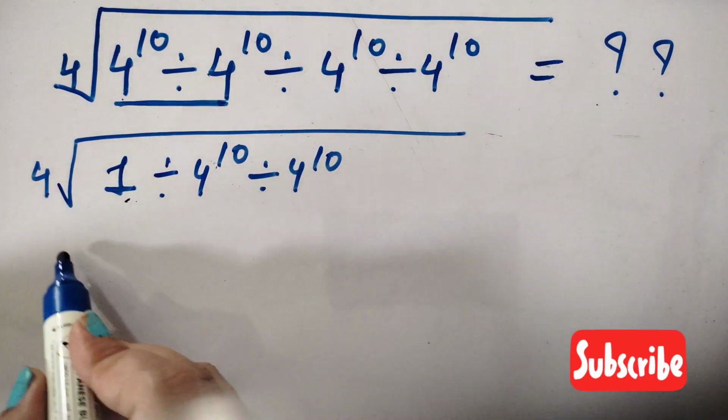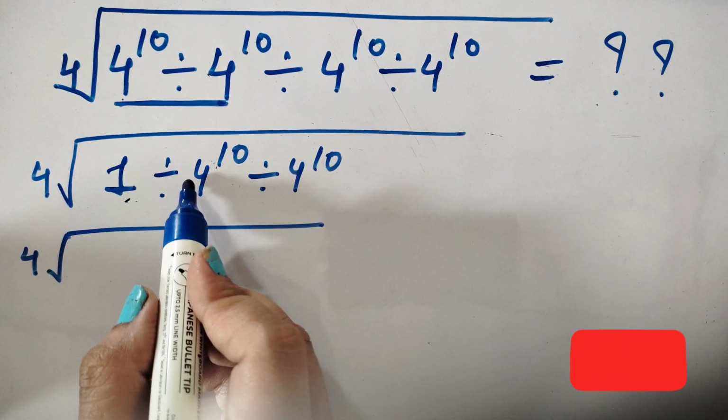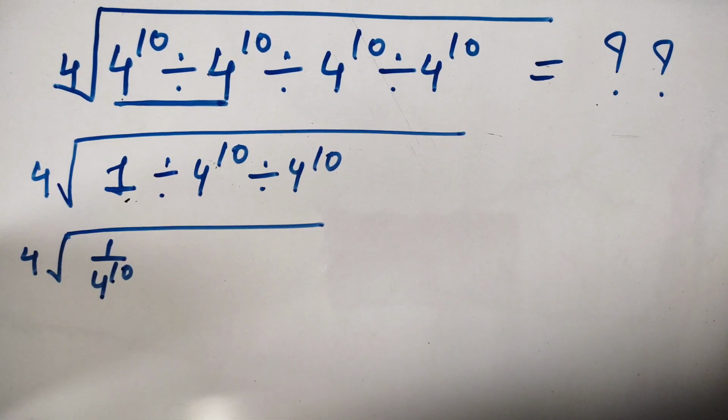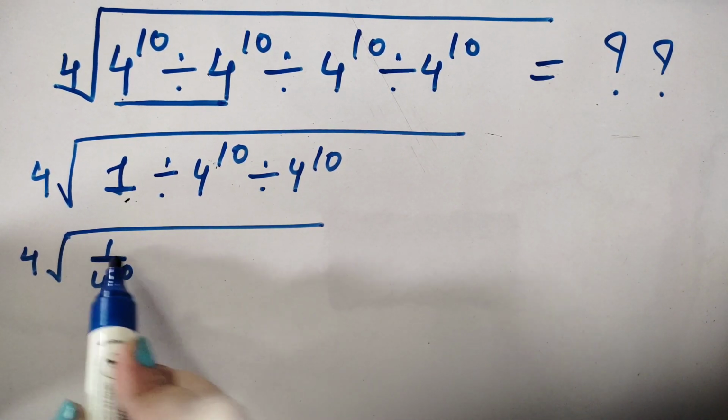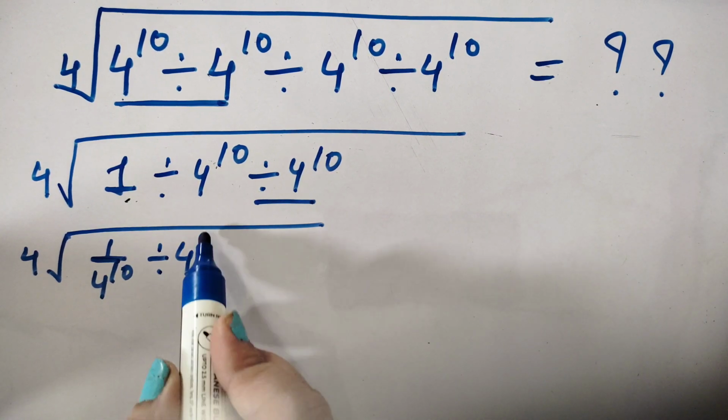In the next step, this is 1 divided by 4. Can we write like this? In divide form, ratio form, and this divide we will write.